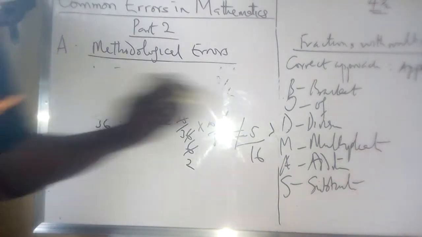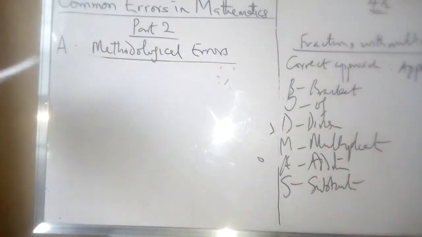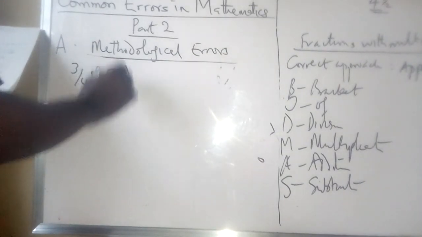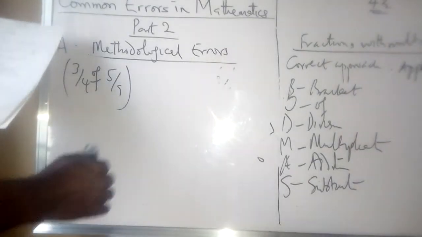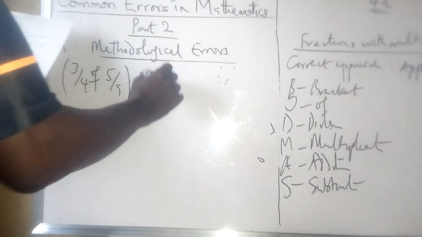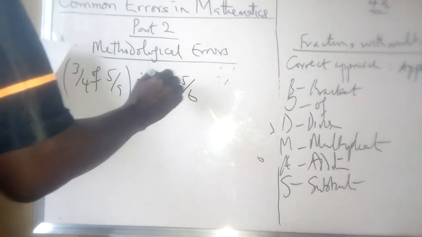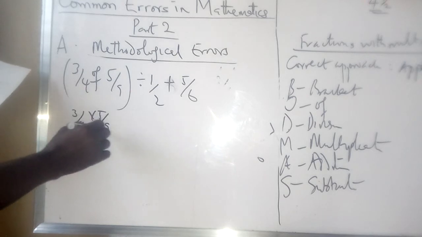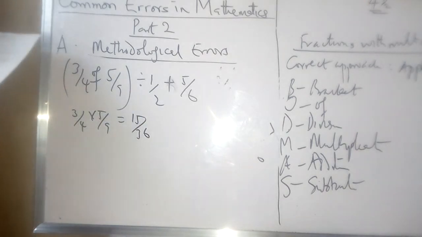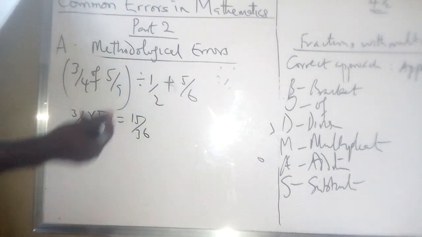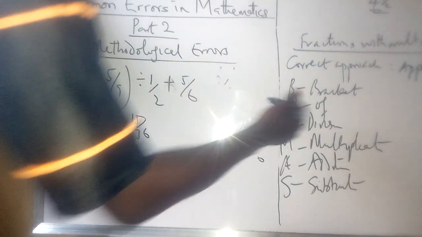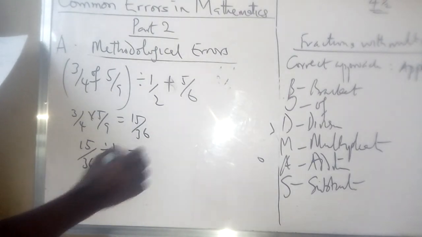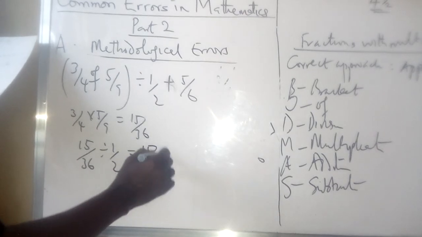So quickly apply BODMAS. And how do we go about that? We start with of. Okay, so that's 3 all over 4 of 5 all over 9. We multiply, we close the bracket, divided by half plus 5 all over 6. So here we have 3 all over 4 times 5 all over 9. That will give us 15 all over 36. Now directly we attach it to the half here, because BODMAS says after brackets and of comes division. So that number 15 all over 36 divided by half, and that will give us what? 15 all over 36 times 2 all over 1.